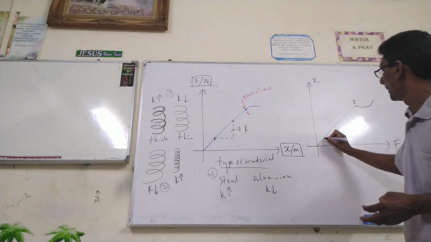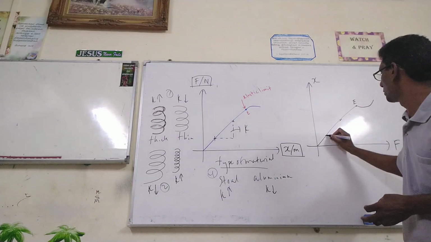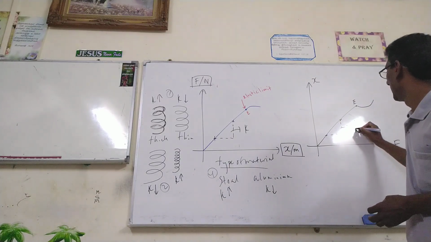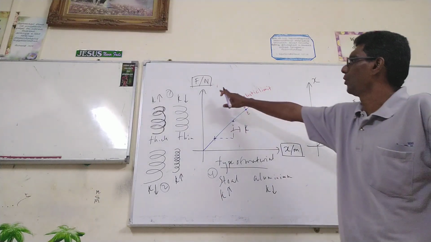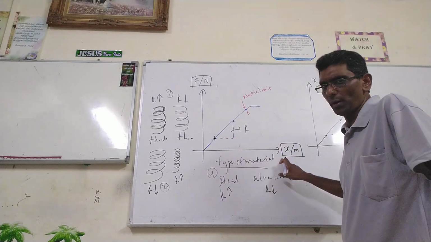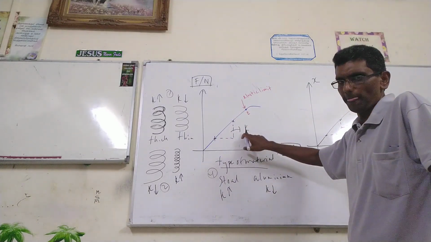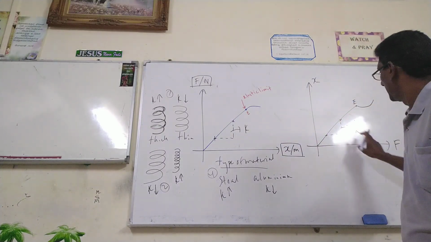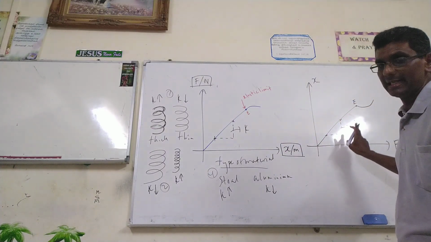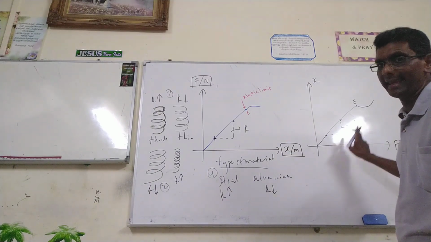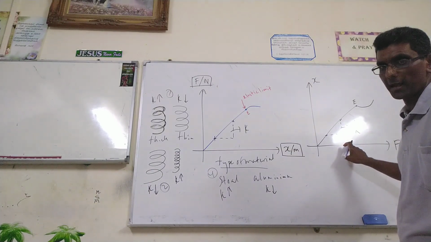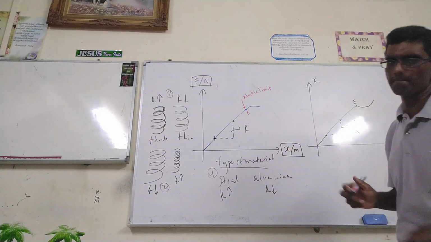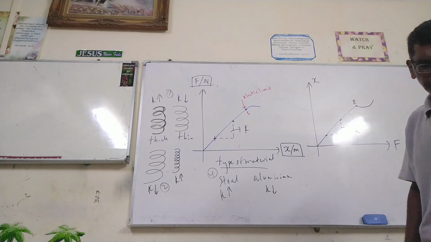But for this one, the gradient of the graph shows 1 over K. This is force versus extension X, the gradient shows K. For X versus force, the gradient shows 1 over K. This one, the gradient shows the K value.